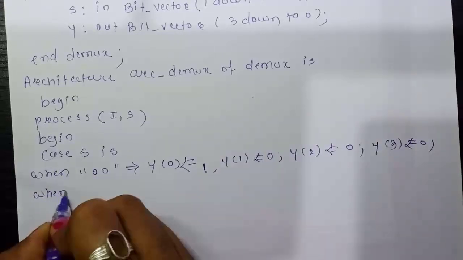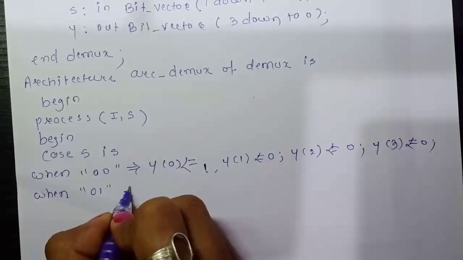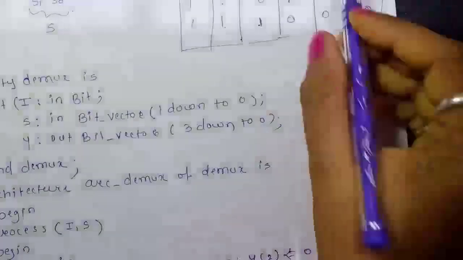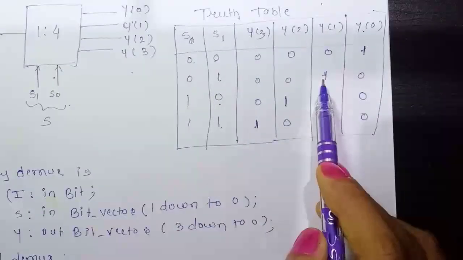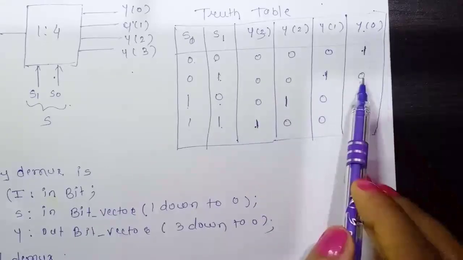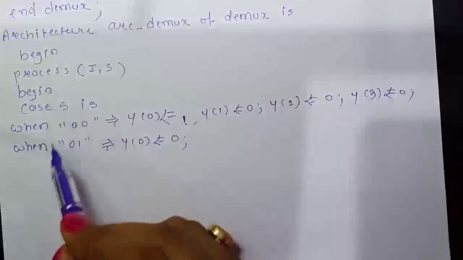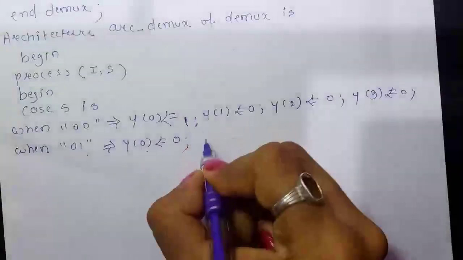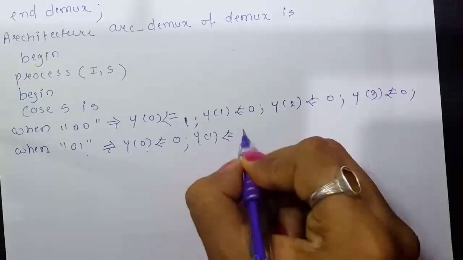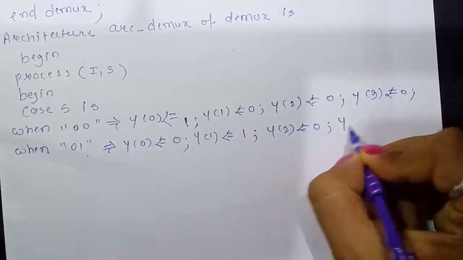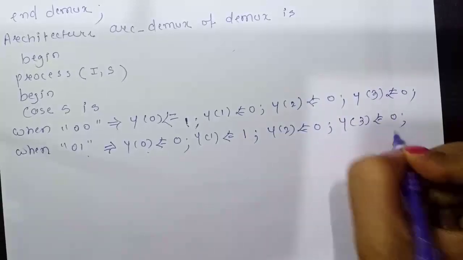Then when the selection line is 0 1, Y0 is assigned 0. When the selection line is 0 1, Y1 is active and all the others are deactive, that means all the others are 0, that's why Y0 is assigned 0. So when the selection line is 0 1, Y0 is assigned 0, Y1 is assigned 1, Y2 is again assigned 0 and Y3 is also 0.